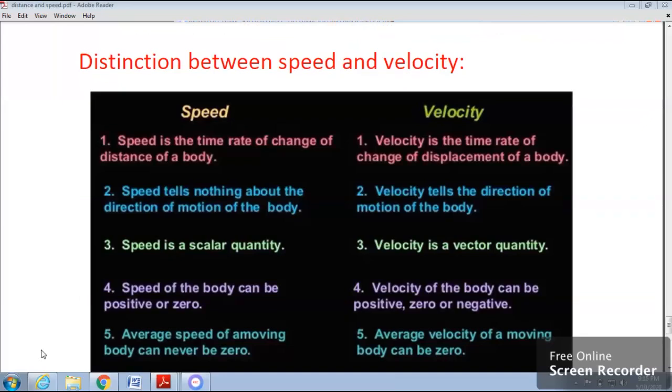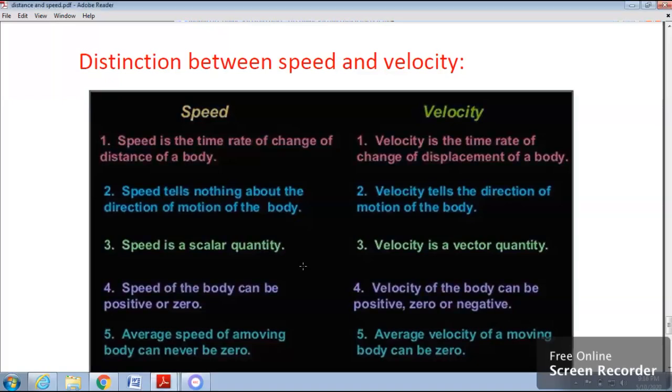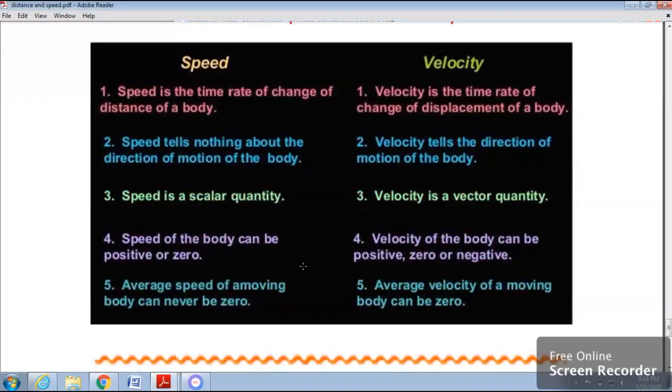Now next, difference between speed and velocity, again a very important topic. Speed is the time rate of change of distance of the body. You can write the definition as the very first point in both the cases. Speed is a scalar quantity, velocity is a vector quantity. Speed tells nothing about the direction of motion of the body. Velocity tells the direction of motion of the body. Speed of a body can be positive or zero. Velocity of a body can be positive, negative or zero, because displacement can be negative, positive or zero. Similarly, velocity can also be positive, negative or zero.